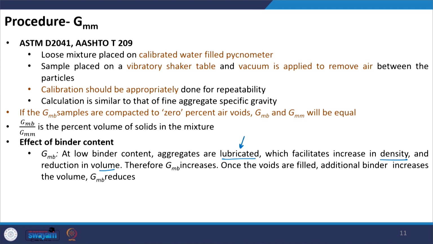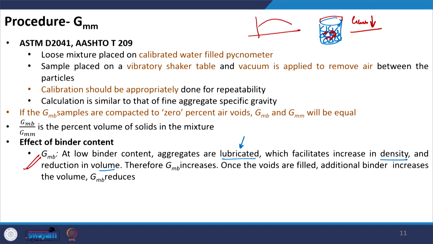But once the voids are completely filled, let us say you have this mixture, you have the aggregate particles coated with bitumen, alright, and once these interparticle voids are completely filled with bitumen, then any additional binder which will add, it will basically increase the volume of the mix, is not it? It will increase the volume of the mix, and therefore, GMB will actually reduce, alright. So, the variation of GMB with binder content is something like this, that it increases and then it decreases.